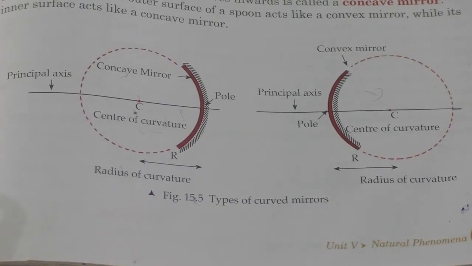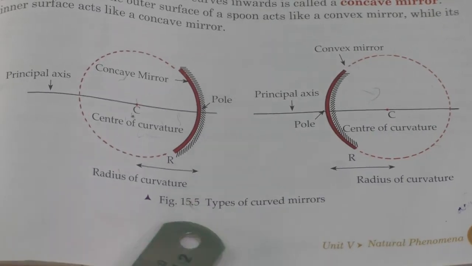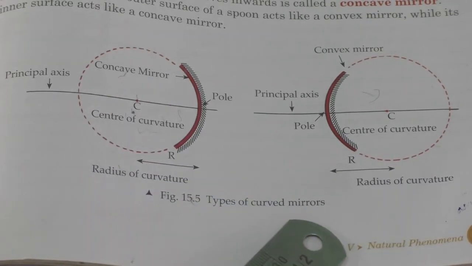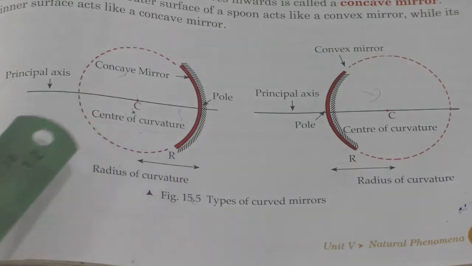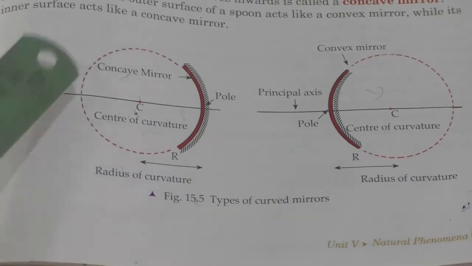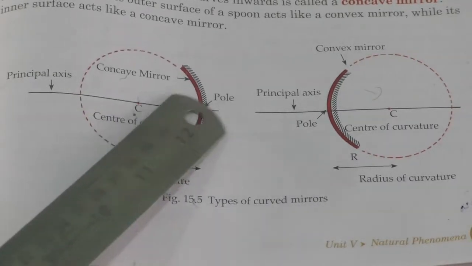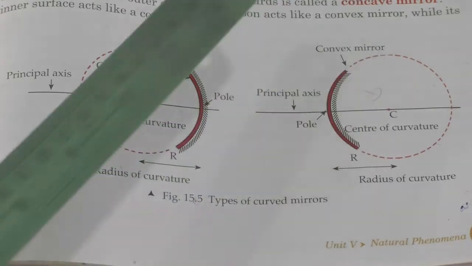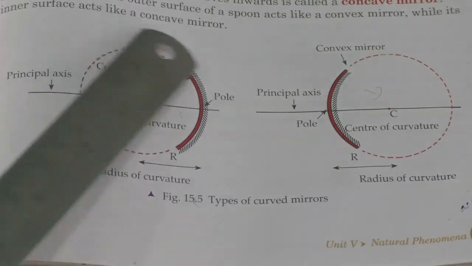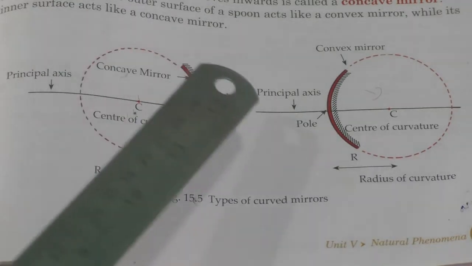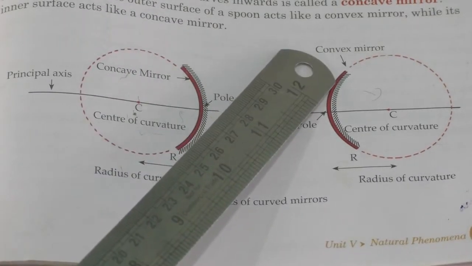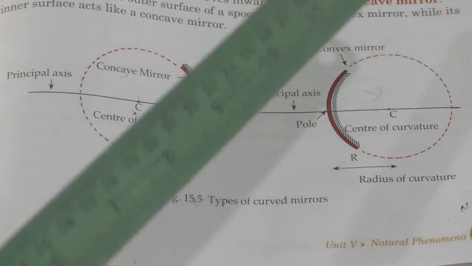Yes, children. Now you can see the picture for types of curved mirror. Here they have given two spheres, is it not? Here this is the concave mirror and this is the convex mirror. What do you mean by concave? Thin at the middle and thick at the edges. And convex is thick at the middle and thin at the edges.